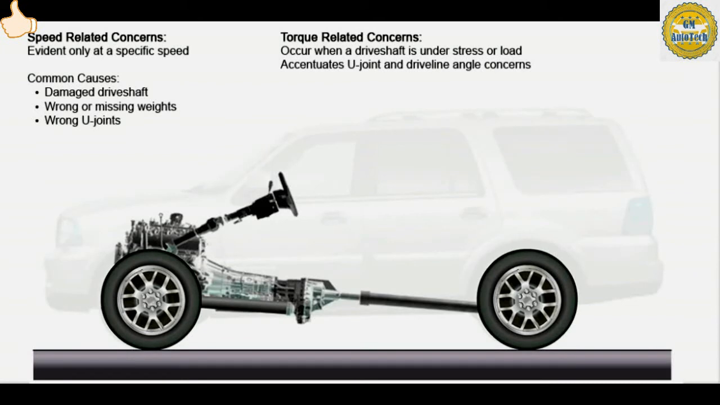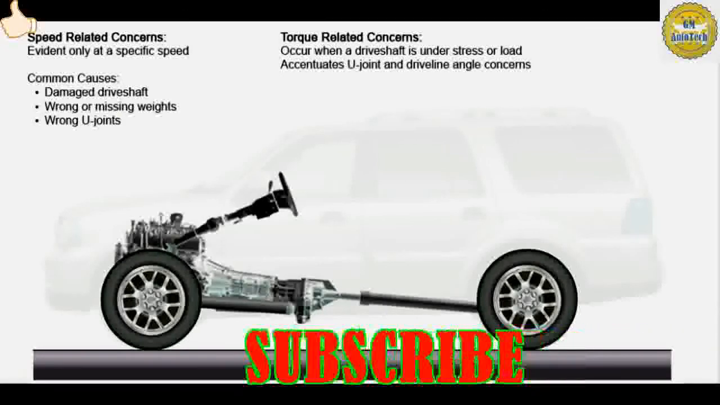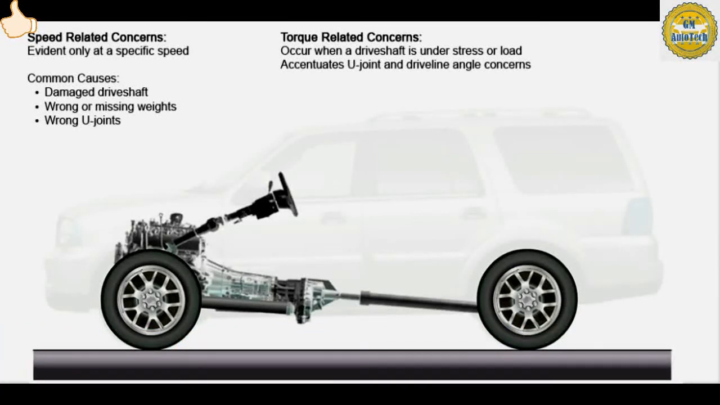The driveline can be the originator of a number of vibration concerns. These concerns are typically felt through the floor or heard as a rumble, hum, or boom. There are two types of driveline-related vibration concerns, those that are speed-related and those that are torque-related. We've talked a lot about the speed-related concerns. These vibrations and noises are evident to the driver only at specific vehicle speeds. They are typically due to an out-of-balance drive shaft. A damaged drive shaft, wrong or missing weights, or wrong U-joints can all cause an out-of-balance drive shaft.